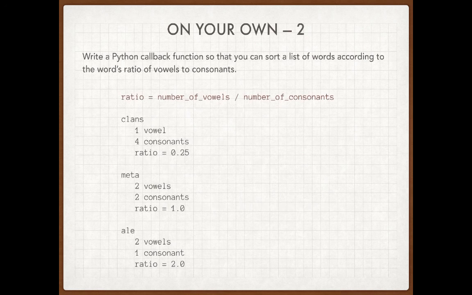Here's a second idea. Write a callback function so that you can sort a list of words according to some ratio of vowels to consonants. So for example, the word clans has 1 vowel and 4 consonants, so 1 divided by 4 is 0.25. Meta has the same number of vowels as consonants, so that ratio is 1.0. The word ale has 2 vowels but only 1 consonant, so therefore the ratio is 2.0. Why would you want to do this? I have no idea. But it's a good way to start practicing with callback functions. We're just sorting a list of words according to different criteria. That's really the whole purpose of it.